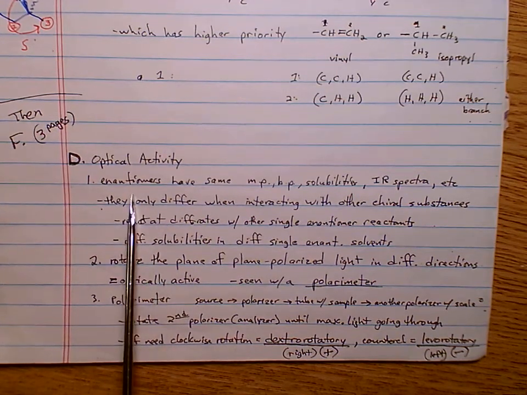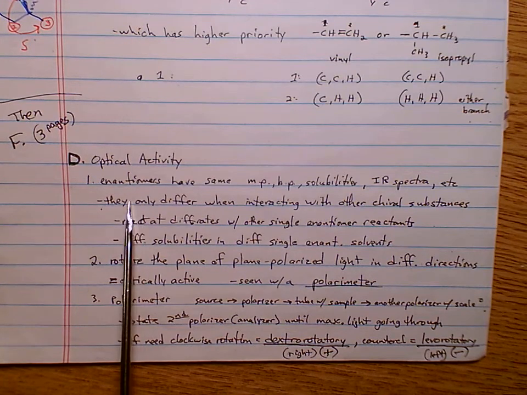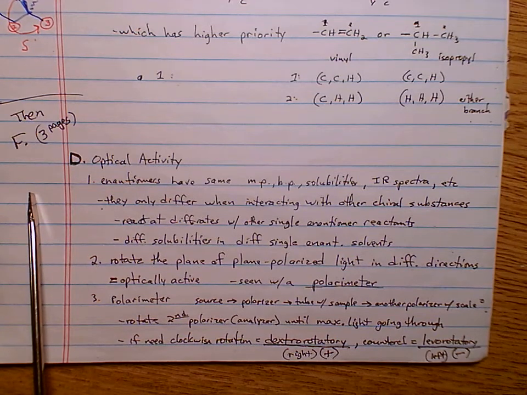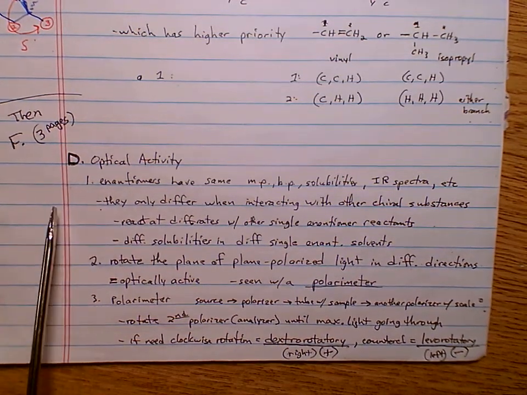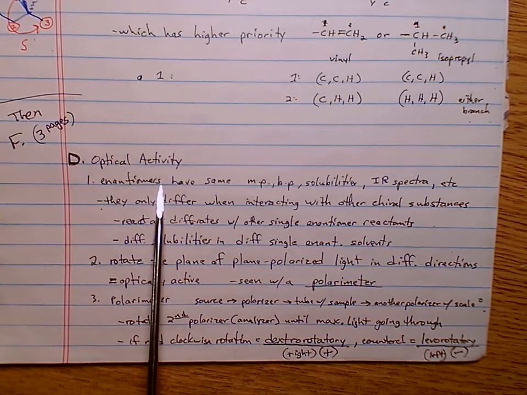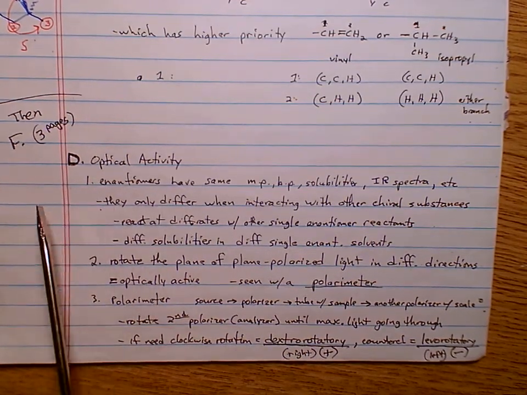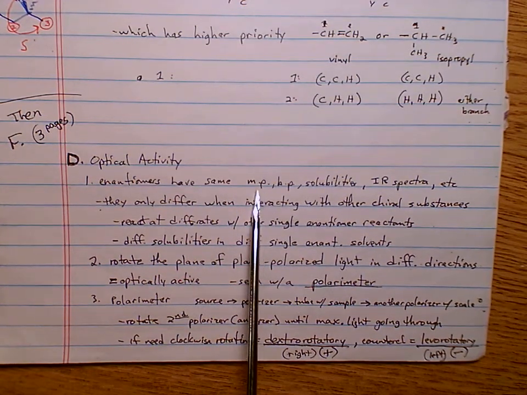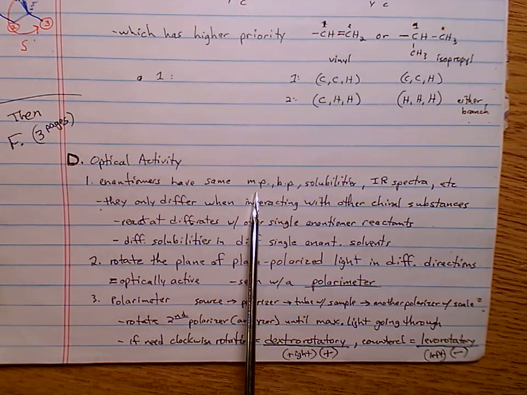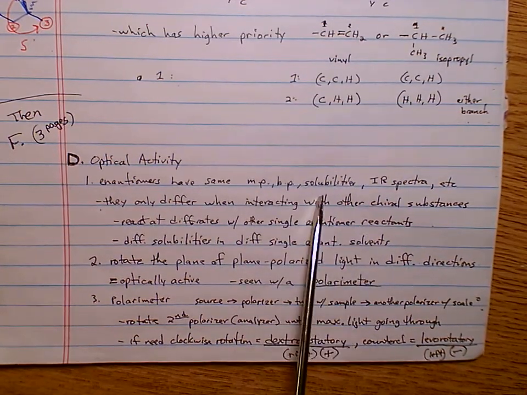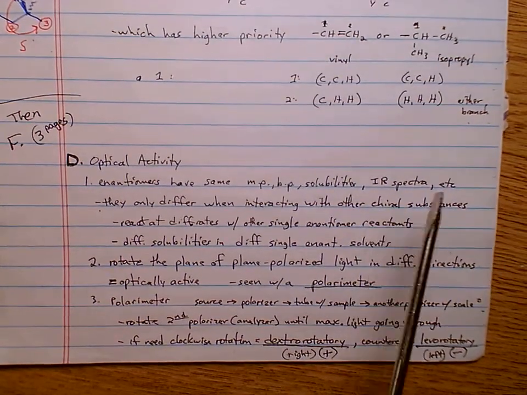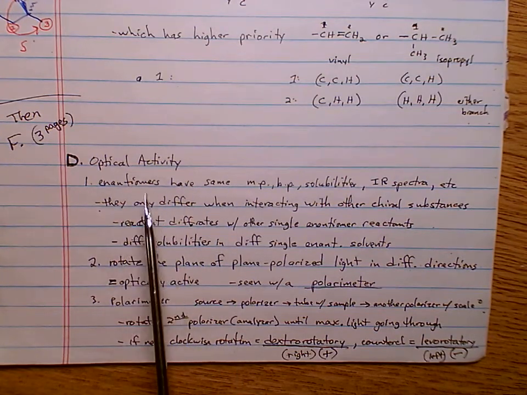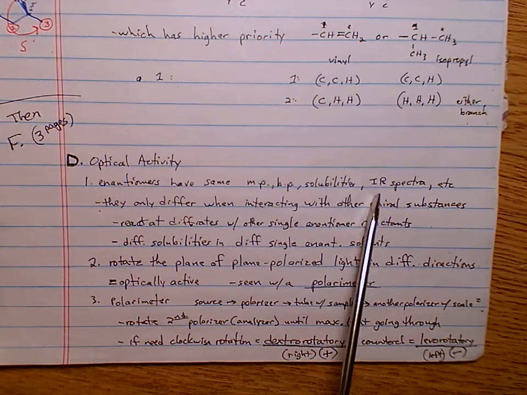if you separated them and had a container with only the R enantiomer, such as R-2-butanol, and then a container with only S-2-butanol, what you would find is those two containers have the same melting point. Whatever 2-butanol melts at, it doesn't matter if it's the R or the S, it's the same melting point, the same boiling point, the same solubility, the same IR spectra, the same densities. The two enantiomers are identical in almost every aspect.